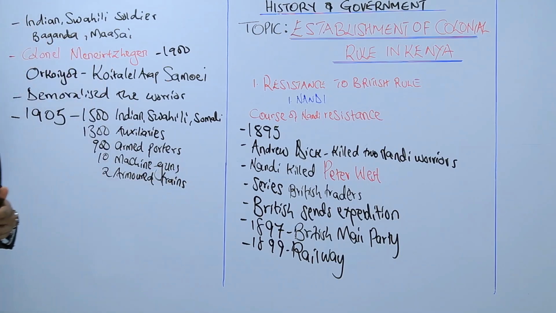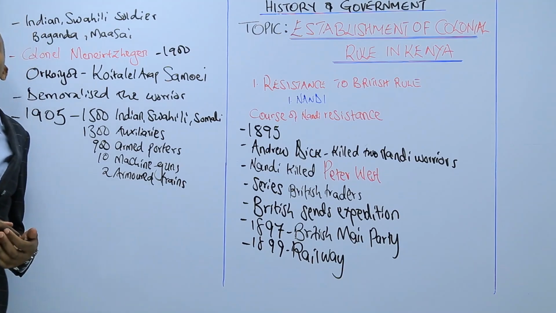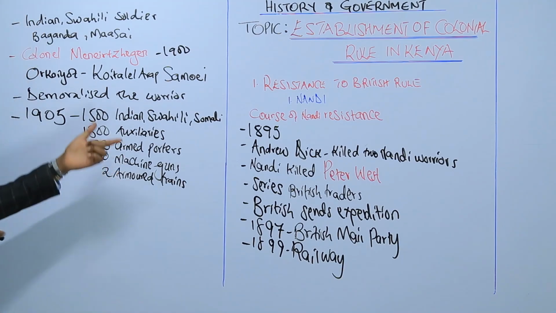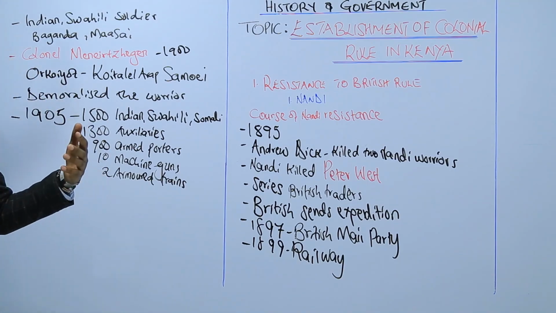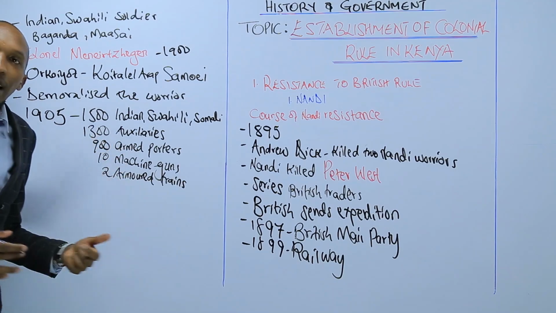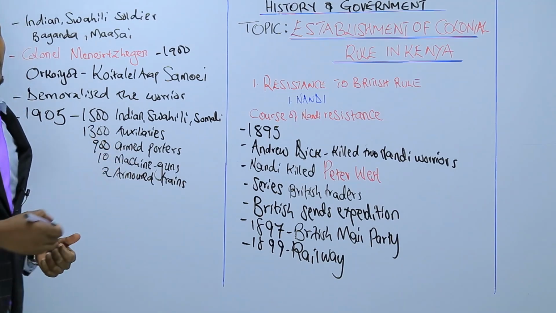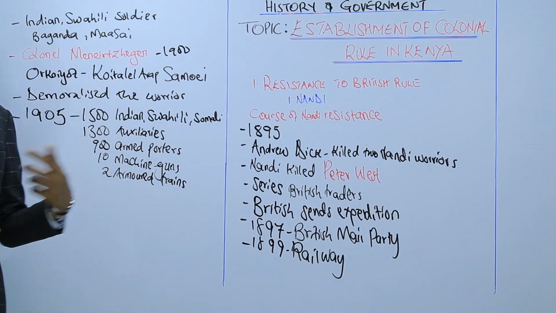So this was the biggest expedition that the British had amassed against any community, because now the Nandi had become too much. So the British decided to get the largest army, the largest expedition that they could get. So you can imagine all these people are directed against one community, against the Nandi, who have been fighting them actually for a very long time.